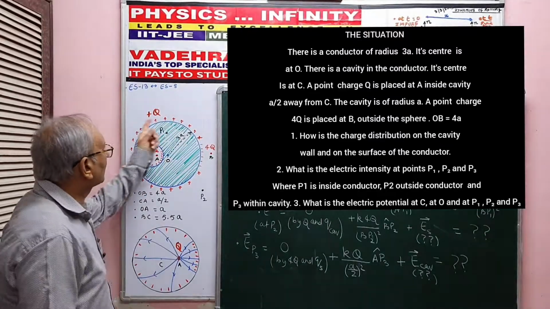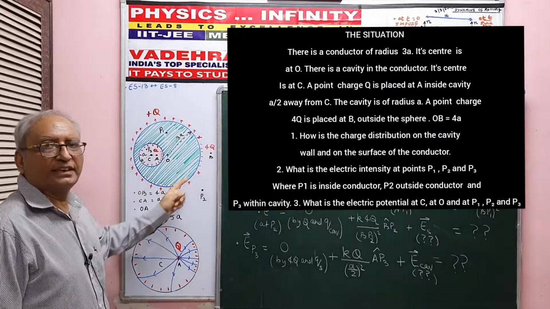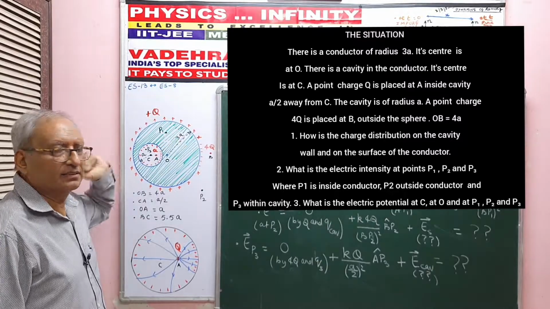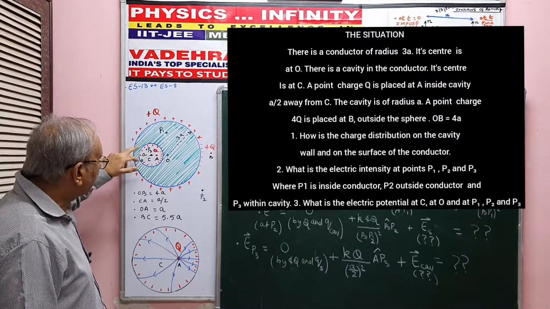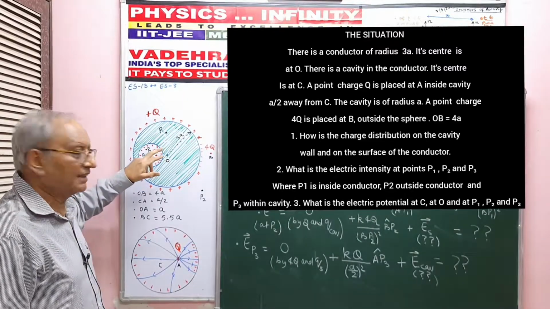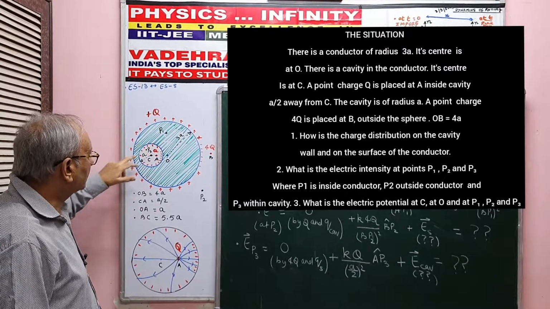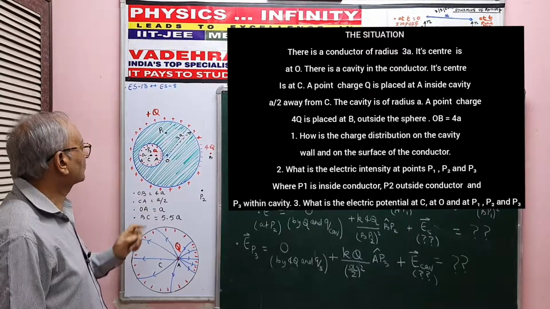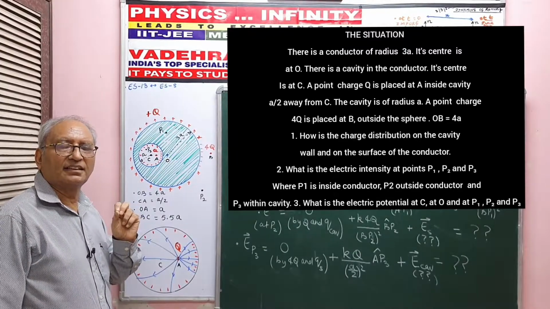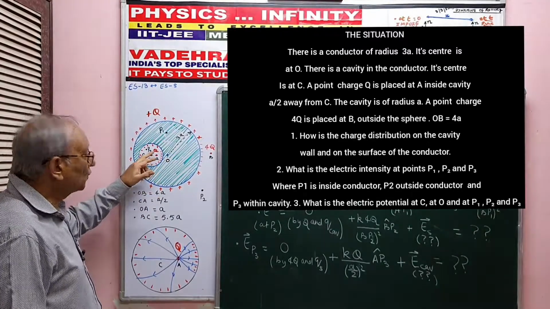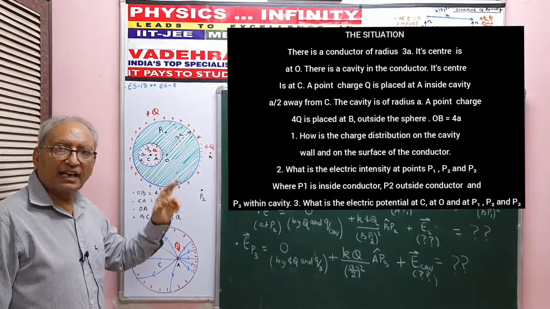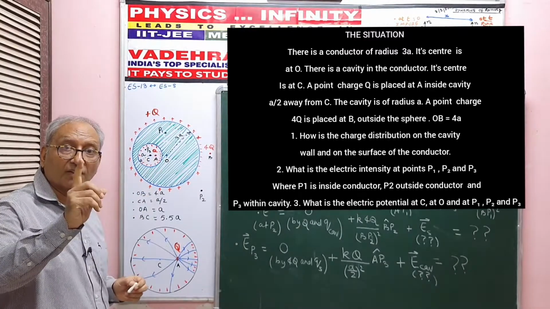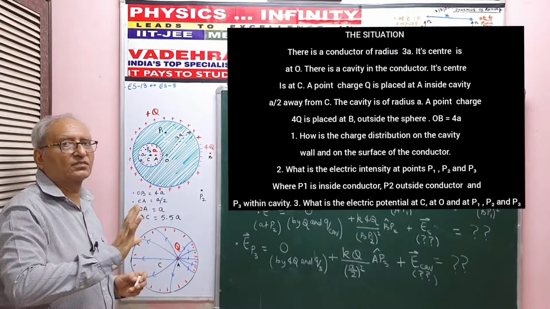The situation is there is a metallic solid conductor of radius 3a. Well, there is a cavity inside this. Look at this blue thing. So there is a cavity. The center of the cavity is C. The center of the sphere is O. And within the cavity, I am placing a point charge Q, which lies at a distance of a by 2 from the center of the cavity. Mind you, Q is not at the center of the cavity.